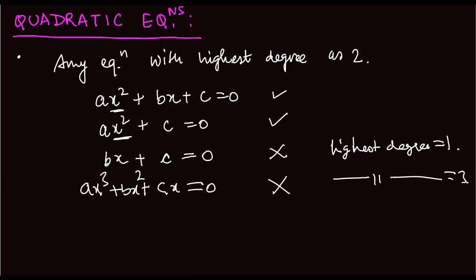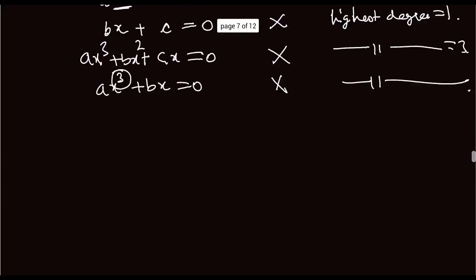Or if you have ax cube plus bx is equals to 0, there is no x square term. That doesn't mean that there is not quadratic, but the highest degree is x cube. That's why this is not a quadratic equation. Same reason, highest degree is 3. Now we'll move on to some theory part.